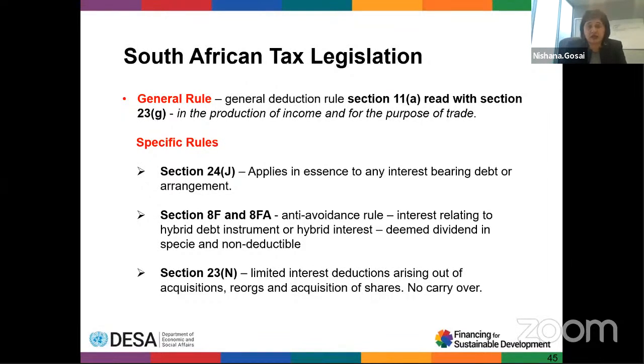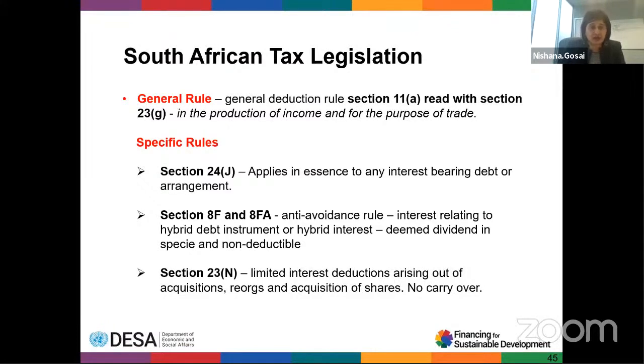This has got to do with a very relevant point that is raised in the UN manual about where and how the capital or the borrowing is deployed. And so, if it is not deployed in a manner that is consistent with the income and trade purpose test of the Tax Act, you're just not going to get the interest deduction.